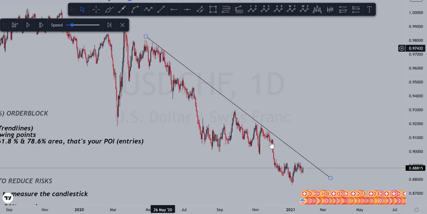I've taken my price action up to this point here when price was just going in a downtrend. How do you identify this downtrend? You can watch my videos on support and resistance, where I explain trend.